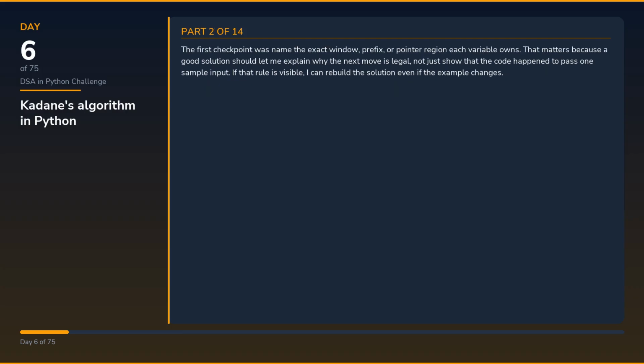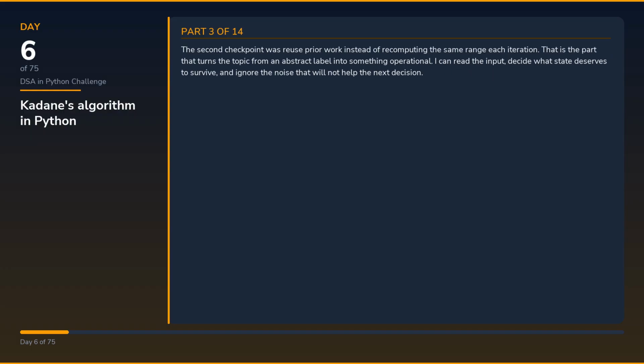The first checkpoint was to name the exact window, prefix, or pointer region each variable owns. That matters because a good solution should let me explain why the next move is legal, not just show that the code happened to pass one sample input. If that rule is visible, I can rebuild the solution even if the example changes.